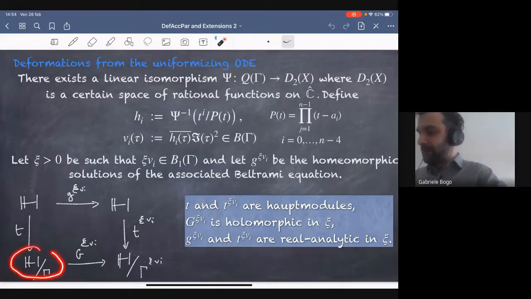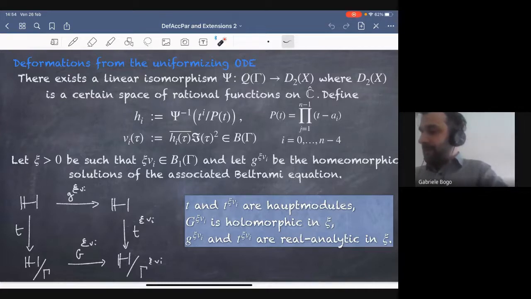This is the surface we started with. This is the surface we get by quotienting the upper half plane by the new group that we got by conjugating the first one with the solution of the Beltrami differential equation. And we have this map here, and we have the homeomorphism given by the Beltrami differential equation on the upper half plane. We have a Hauptmodul here and another Hauptmodul here.